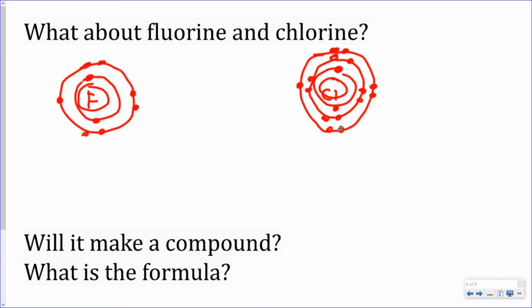All right, what's fluorine want to do to become stable? It wants to gain 1 electron. What does chlorine want to do to become stable? It also wants to gain 1 electron. Uh-oh. They both want to gain. Nobody wants to lose anything. So is this going to form a compound? No. Not in grade 9. We'll learn in grade 10 that it can, but for grade 9, we're just going to say, no, it will not make a compound. So what's the formula? There is no formula. Not applicable.